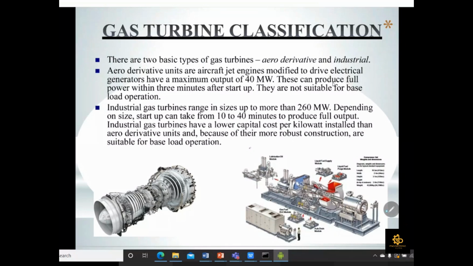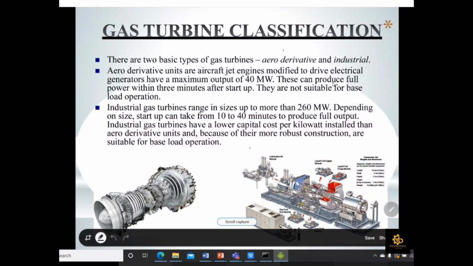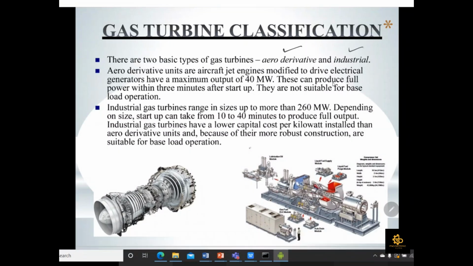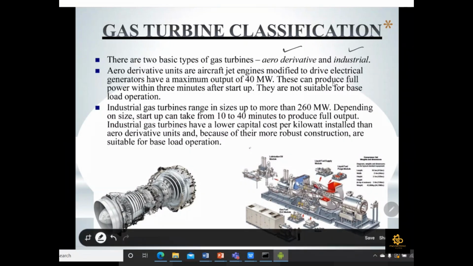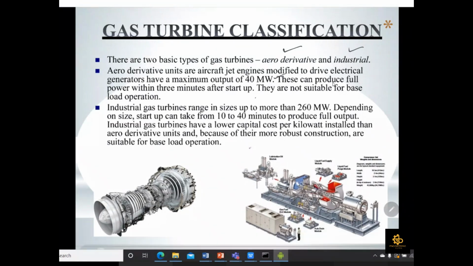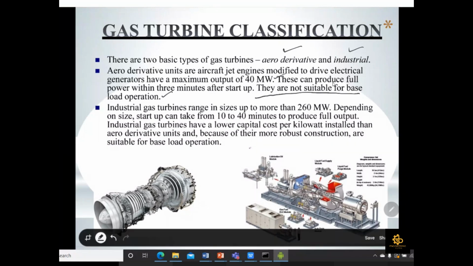Okay, so here are the two different types. We classify the gas turbine into aeroderivative, which is used in jet propulsion systems and jet crafts, and then the industrial type. Aeroderivative units are aircraft jet engines modified to drive an electrical generator, with a maximum output of 40 megawatts. These can produce full power within 3 minutes of startup, and they are not suitable for base load operation, which is your daily life purpose.